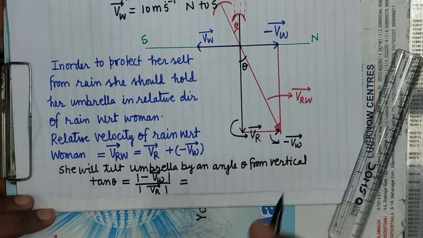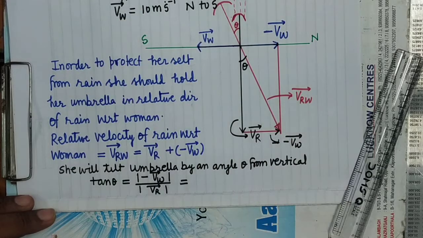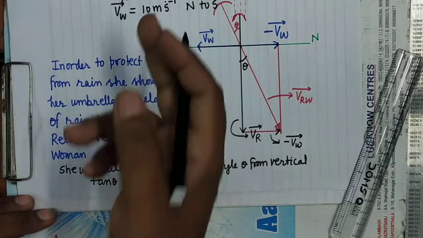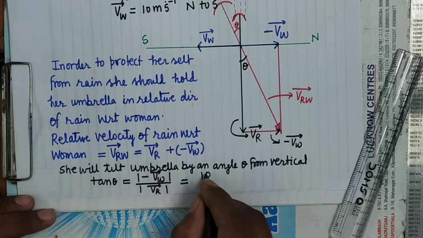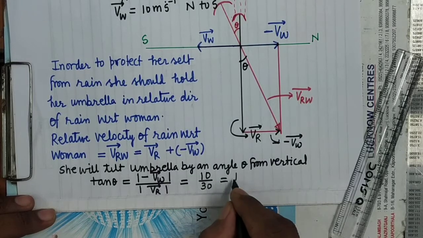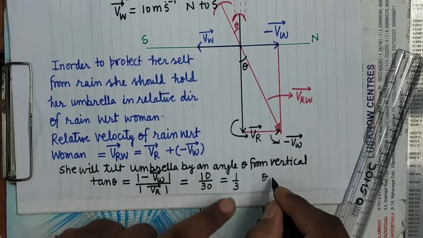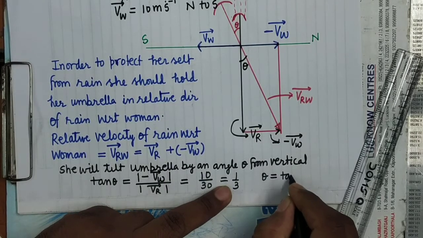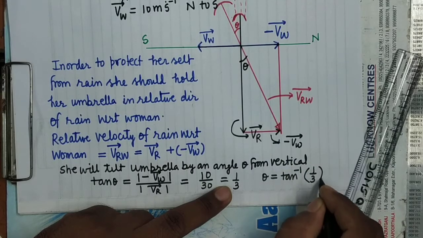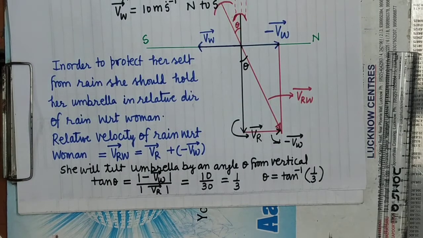So see here, the modulus of negative vector VW. What is vector VW? It is its magnitude. When you take the modulus value, meaning only the magnitude, that is 10 upon 30. So tan theta equals 1 upon 3. So what will be theta? That you can find from a calculator: tan inverse 1 upon 3.